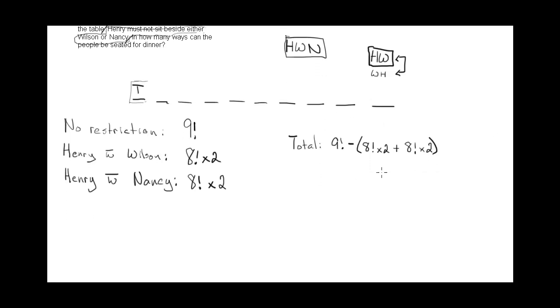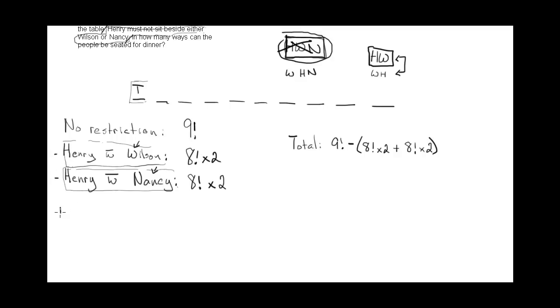They've forgotten one case, and that would be this case that I drew right here. These two cases here, we eliminated the possibility that Henry was with Wilson or that Henry was with Nancy. But there's a possibility that Henry is with both of them. It would be Henry between Wilson and Nancy, like that. We've counted these in both these examples, so we've double counted them. We've subtracted them here and we've subtracted them here.